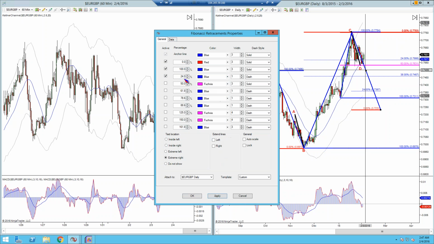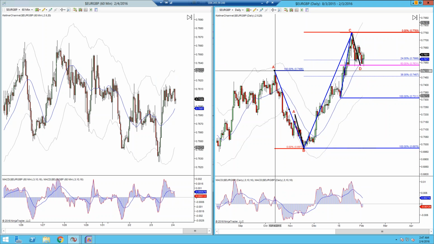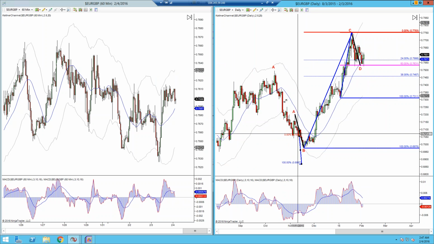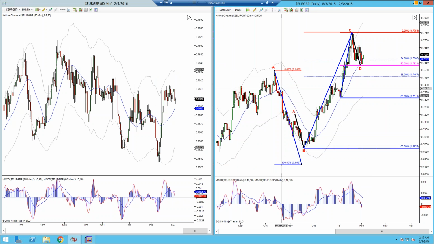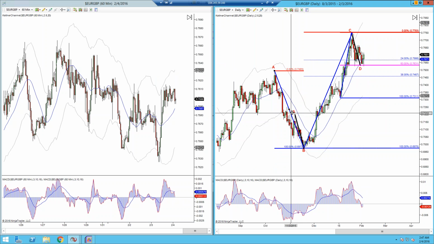Okay, and I got it backwards. I got it upside down. Leave it to me to do it upside down. I'm sorry, guys. Let me just flip this around. All right. Sorry about that.